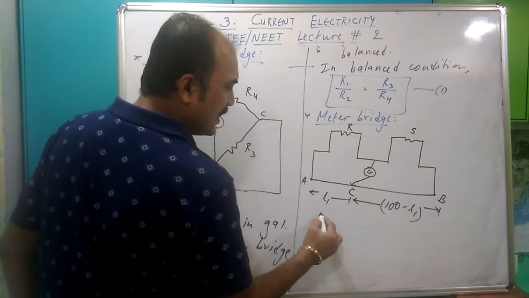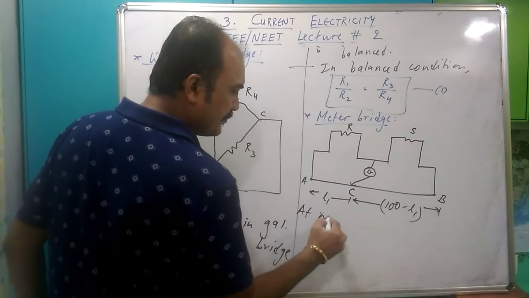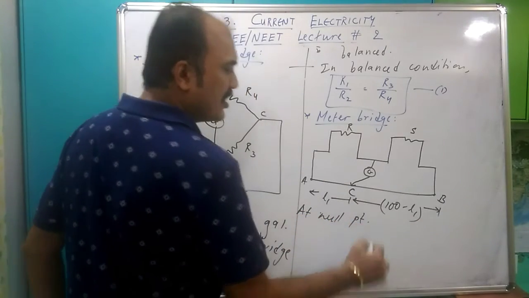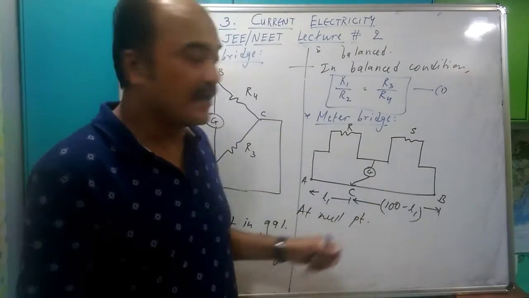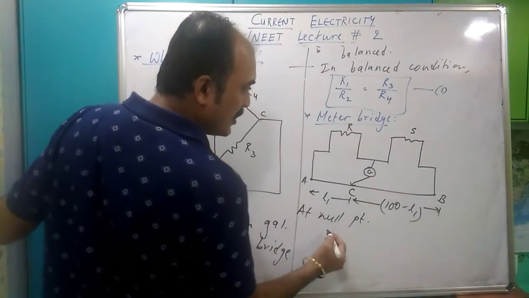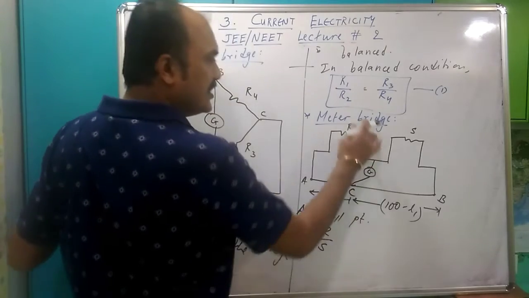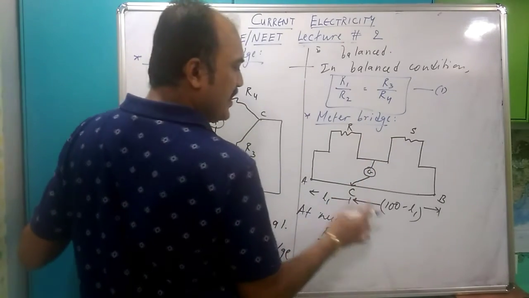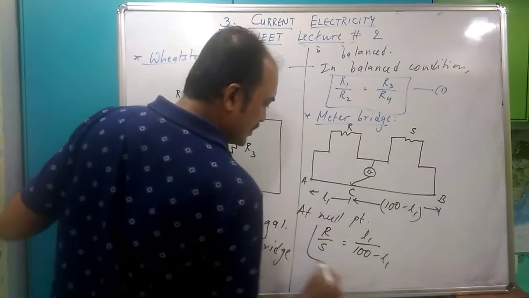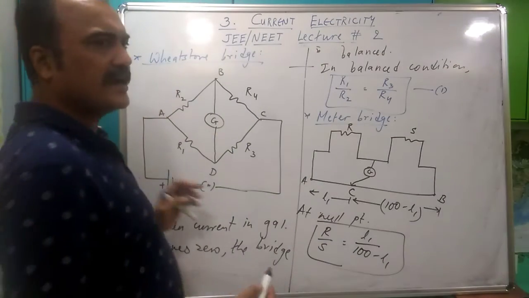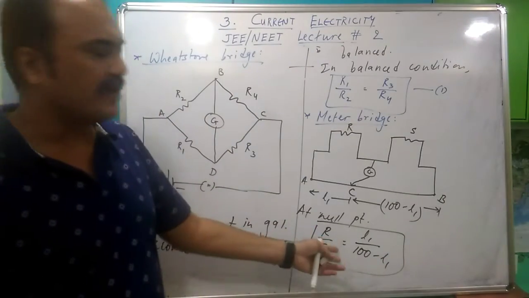Then we finally get to the null point. That is what is called the null point. When the galvanometer shows zero deflection, it is called the null point. So at the null point, R by S, in short, this by this, will be equal to L1 over 100 minus L1. No complicated equations, all putting in perfect form.